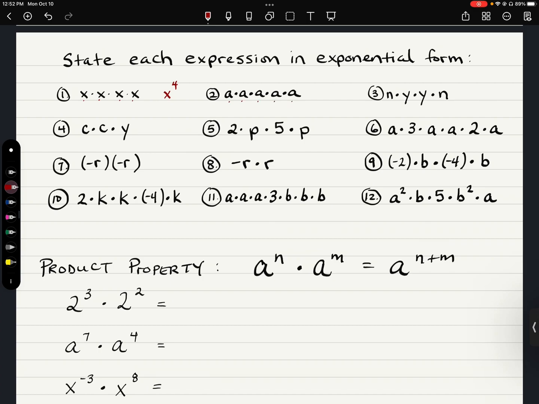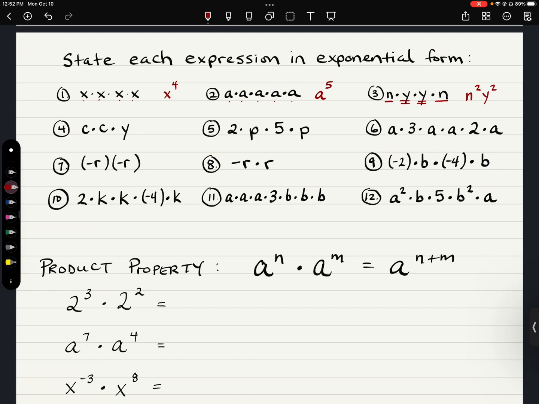For number 2, you see a times a times a times a times a, which is the same thing as saying a to the 5th power. Remember, it's got to be multiplication. Number 3, if you haven't had a chance to do it, pause it, try it, and then you can check your answer. We've got an n and another n, which is going to give us n squared. And then we have a y and another y, which is going to give us y squared. So we have the product of n squared, y squared. Remember, there's no plus in there at all, so don't write n squared plus y squared. That would not be correct.